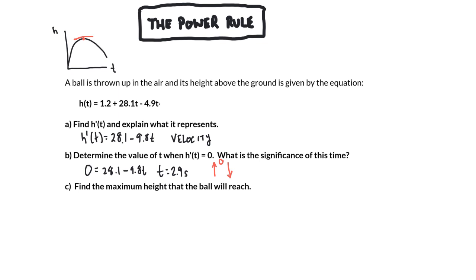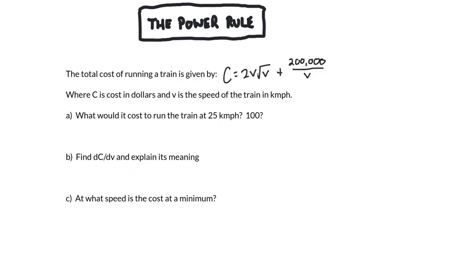And so all I need to do is plug 2.9 seconds into my original function to work out that height. Be sure that you're plugging 2.9 back into the original function, not in the derivative. And that's because we want to find the height of the ball and not the velocity. When you plug it into the original function, you find that the maximum height is about 41.4 meters above the ground. Let's look at one more example.